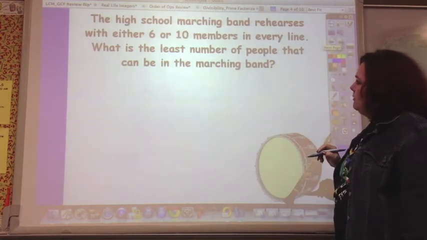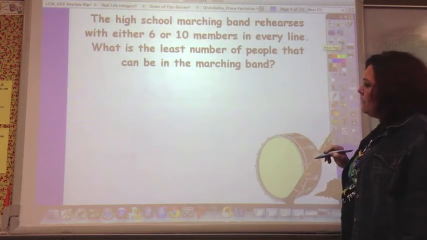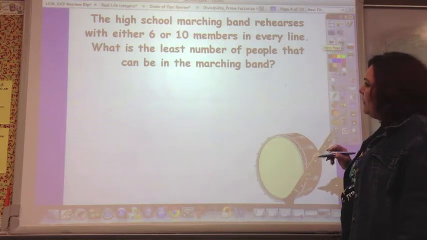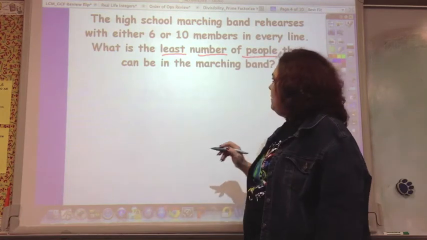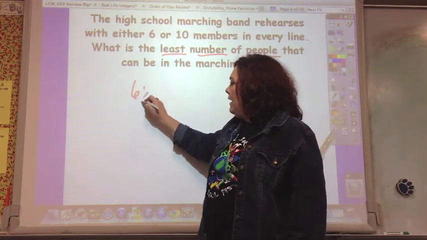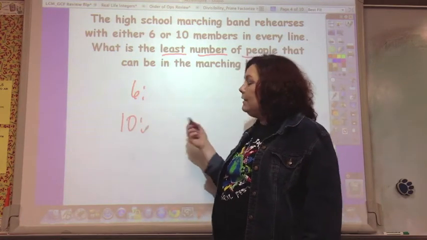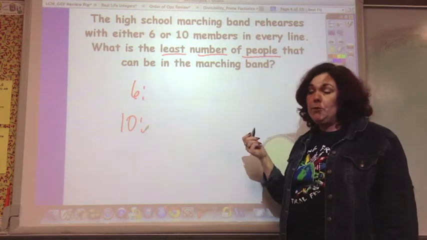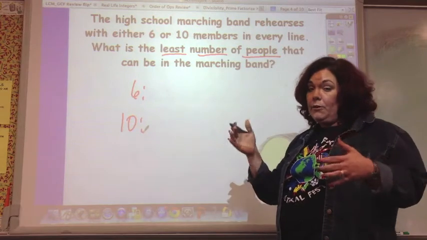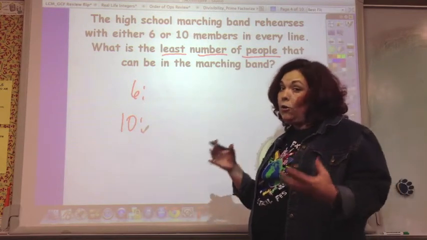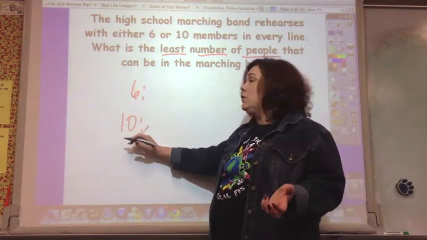The high school marching band rehearses with either 6 or 10 members in every line. What is the least number of people that can be in the marching band? So they have either 6 or 10, and least says least common multiple, so it's my multiples. And so the least common multiple is going to be a number bigger than either one that I started with.